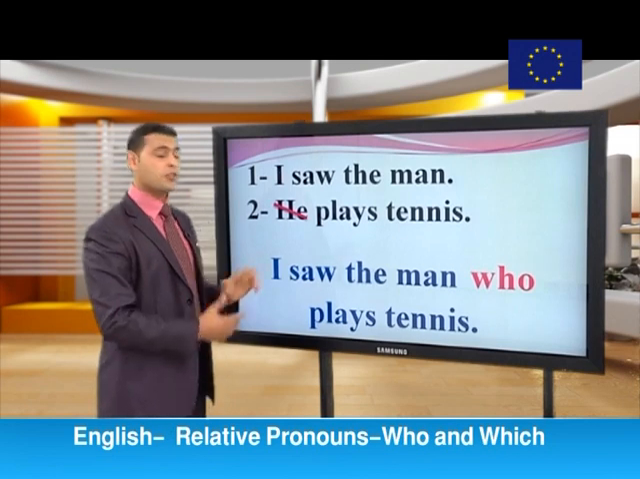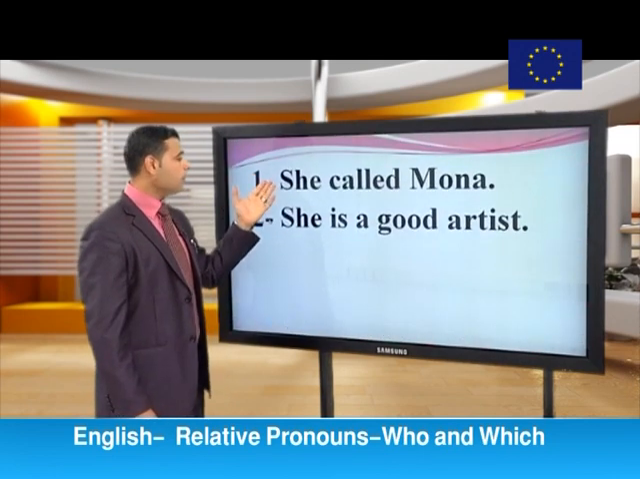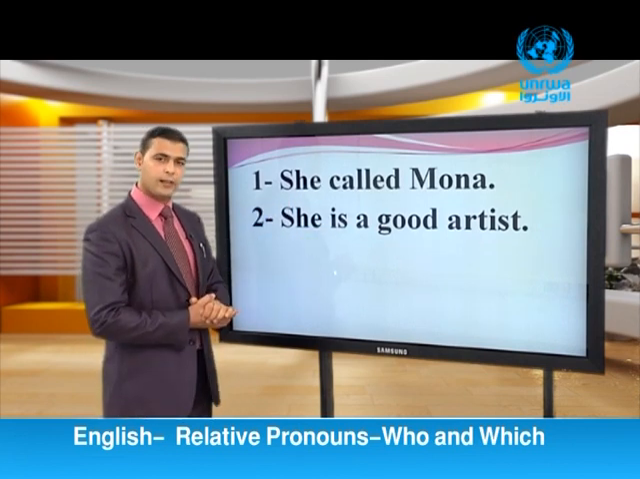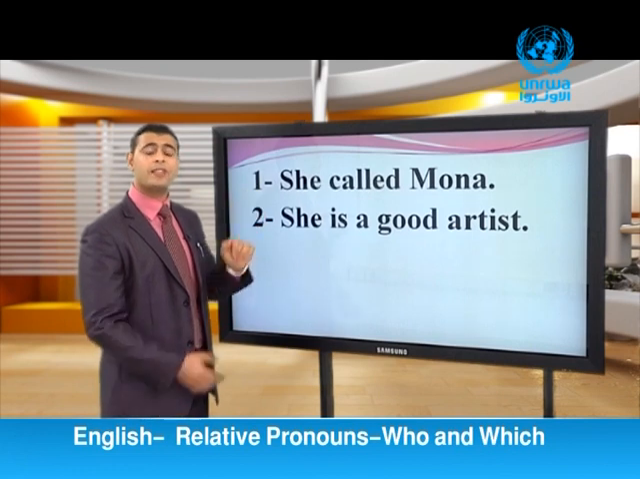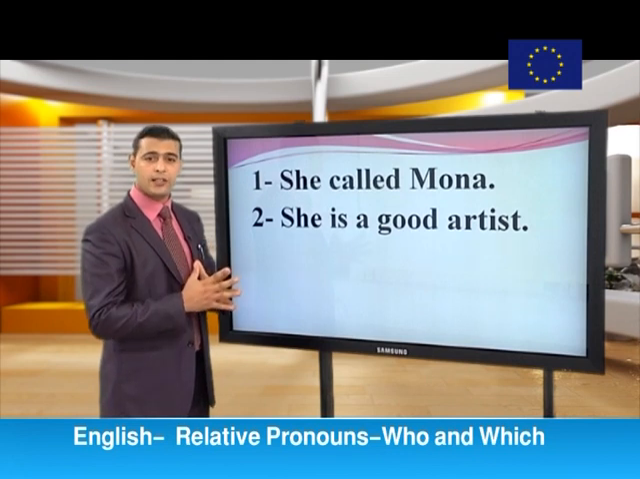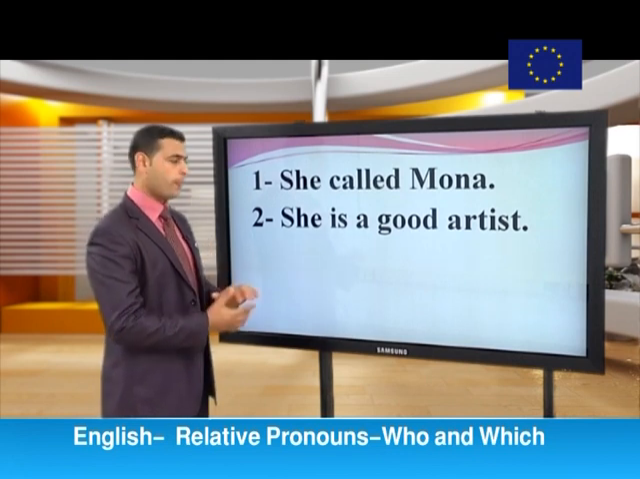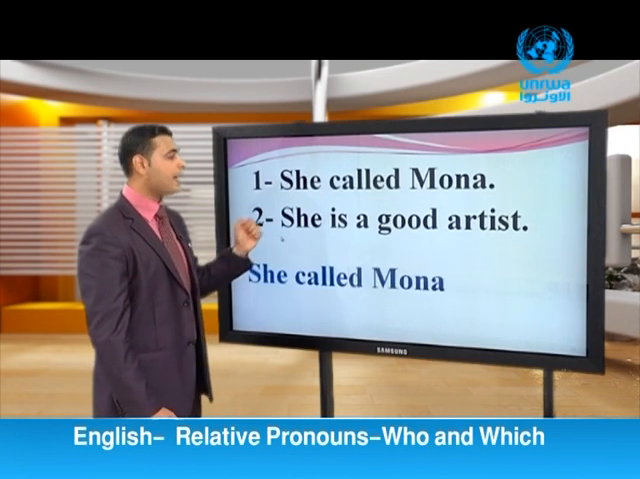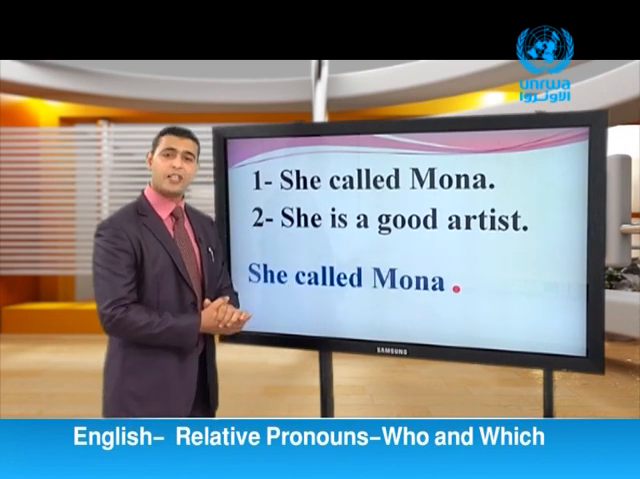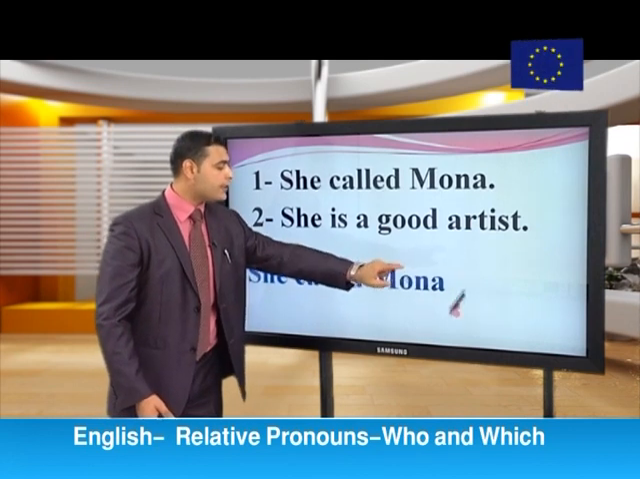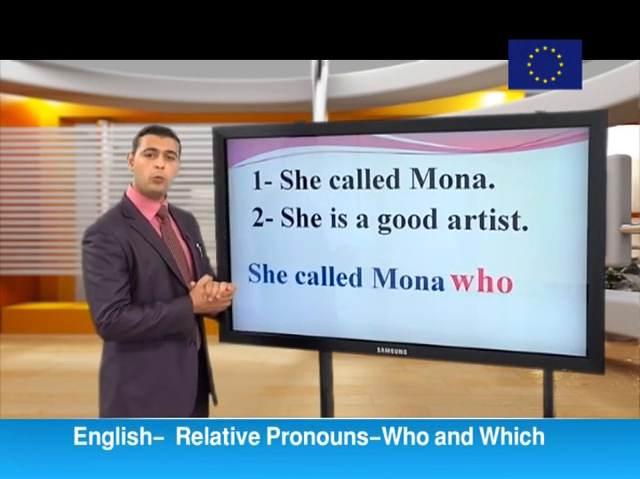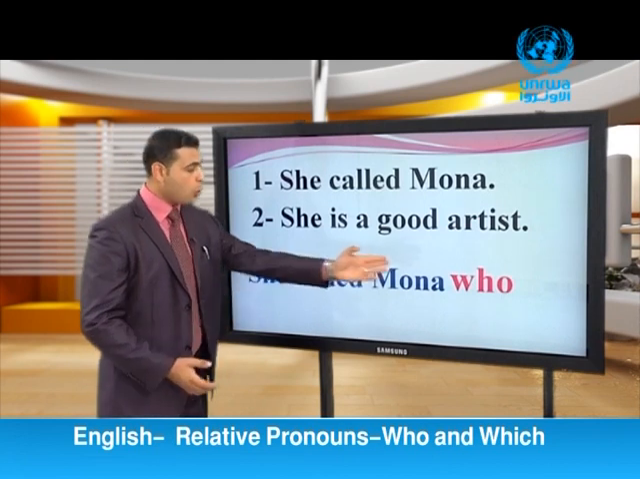Let's move to the next two sentences. Number 1, she called Mona. Full stop. Number 2, she is a good artist. Here we have two separate sentences. We are going to join these two sentences to make them one sentence by using the relative pronoun who. She called Mona. Here, the full stop at the end of the first sentence is to be removed and replaced by the relative pronoun who.